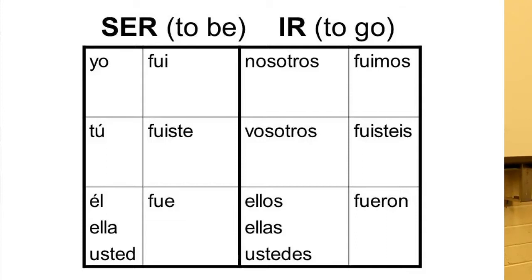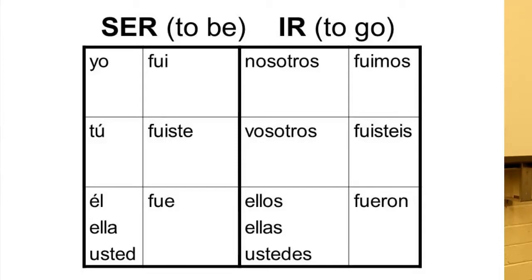Yo form. Yo fui. Tú fuiste. Él, ella, usted fue. Nosotros fuimos. Vosotros, if you're into that, fuisteis. And ellos, ellas, ustedes fueron. Okay, you might want to scribble those down in your notebook or in your diario. Fui, fuiste, fue, fuimos, fueron.